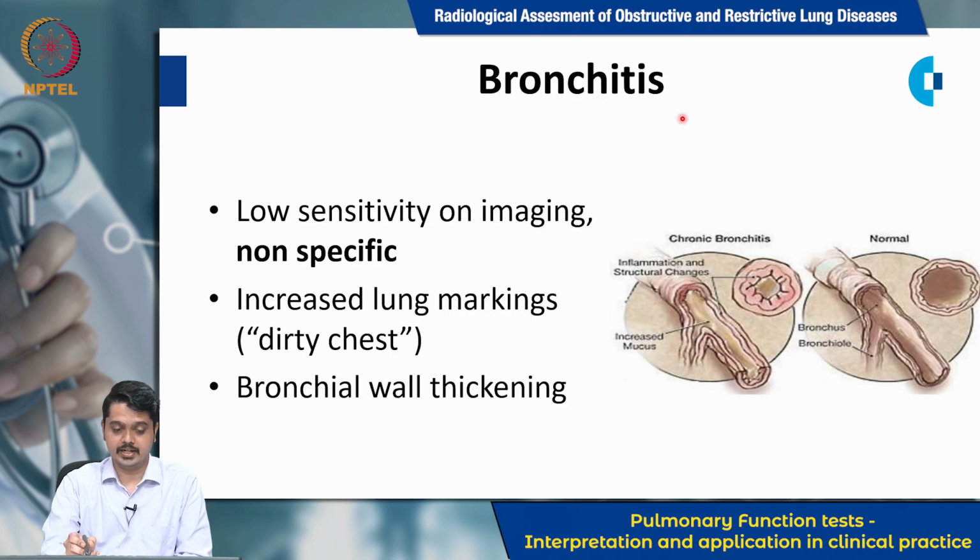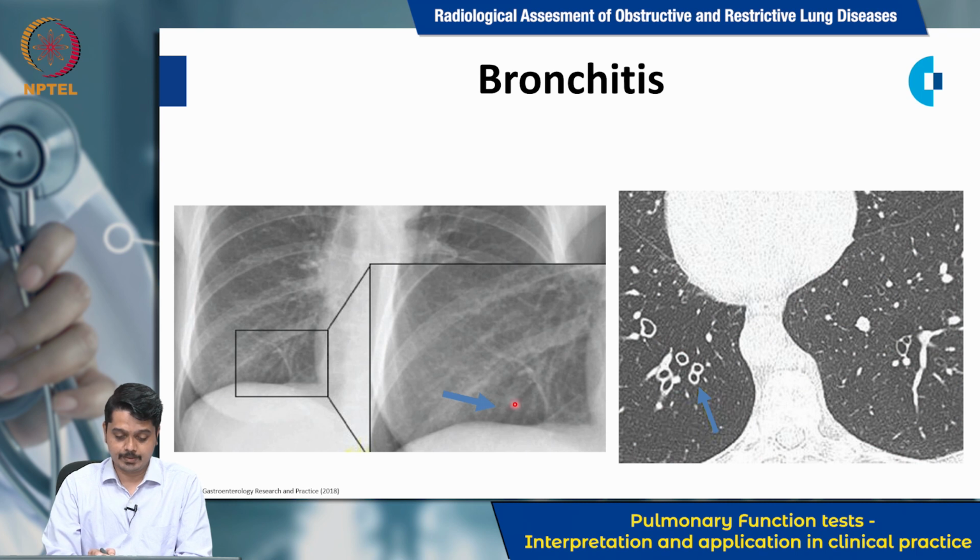Next is bronchitis. Usually imaging has low sensitivity and specificity to diagnose bronchitis. Sometimes we get vascular markings in the outer one-third of the lung. In the normal section, we saw that no markings will be seen in the outer one-third of the lung. If they are seen in the outer one-third of the lung, it is one of the features of bronchitis, which is non-specific. In CT, we sometimes get non-specific bronchial wall thickening.